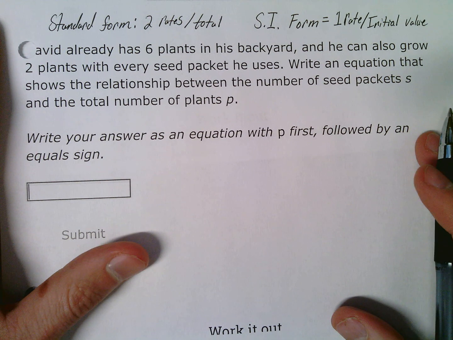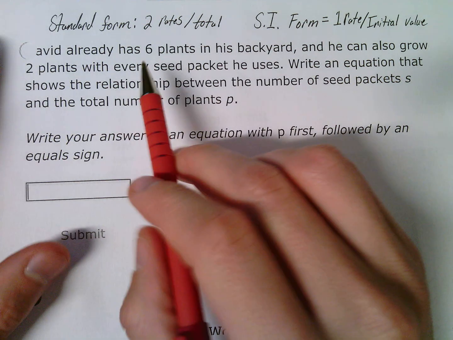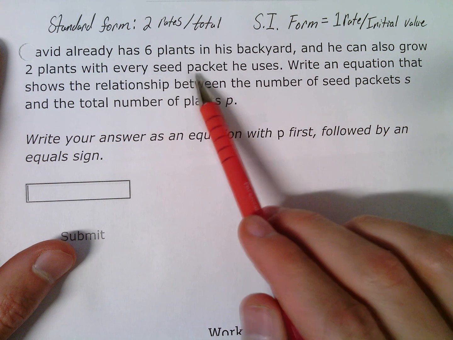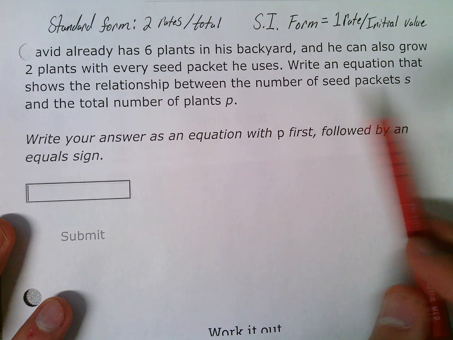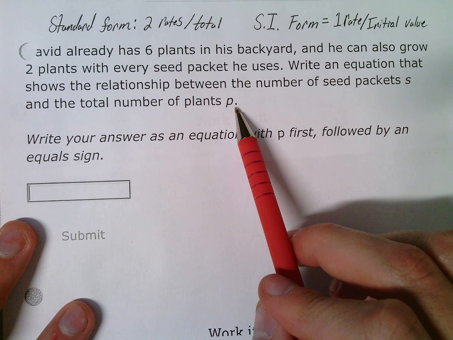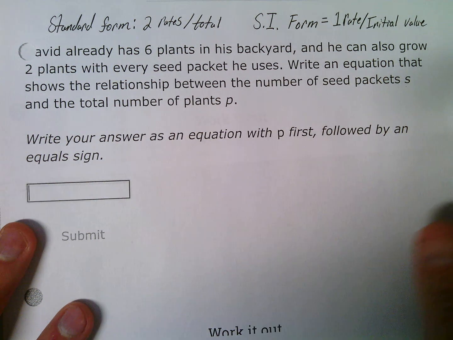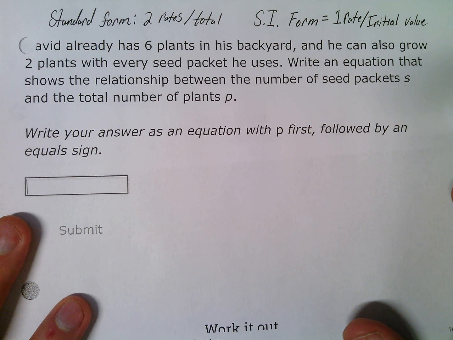So if we look at this question, what we need to do is decide if we're going to use standard form or slope intercept form to write an equation. This says David already has 6 plants in his backyard, and he can also grow 2 plants with every seed packet he uses. Write an equation that shows the relationship between the number of seed packets, S, and the total number of plants, P. And it says write your answer as an equation with P first, followed by an equal sign.